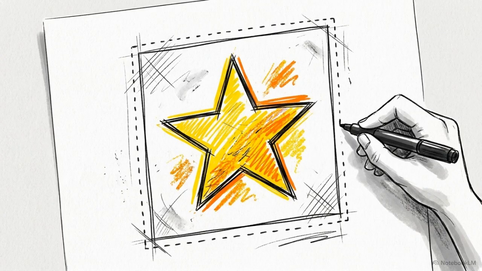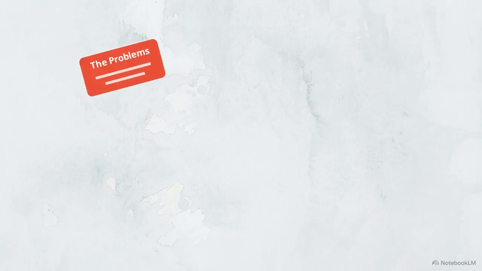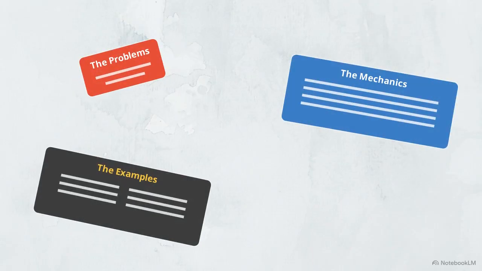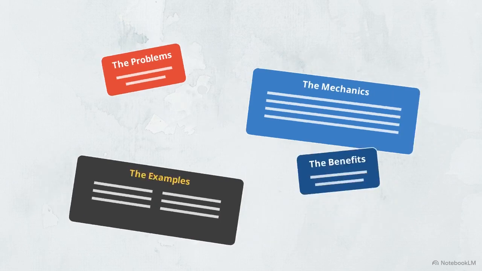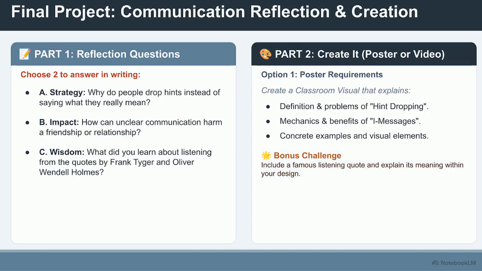Finally, leave a spot on your page for the bonus challenge. You'll need to research a famous quote about listening and include it somewhere in your final design. By documenting the problems, the mechanics, the examples, and the benefits, you have engineered a complete step-by-step guide to healthy confrontation. Let's review your drafted notes against the original rubric on this slide.